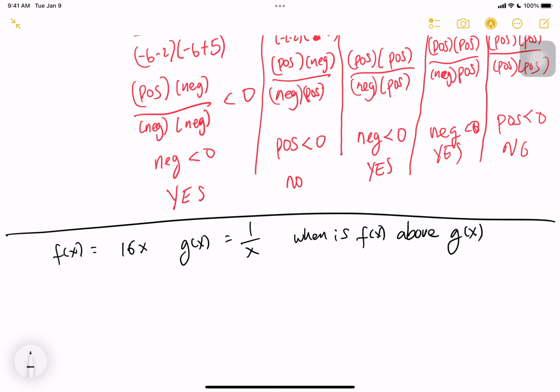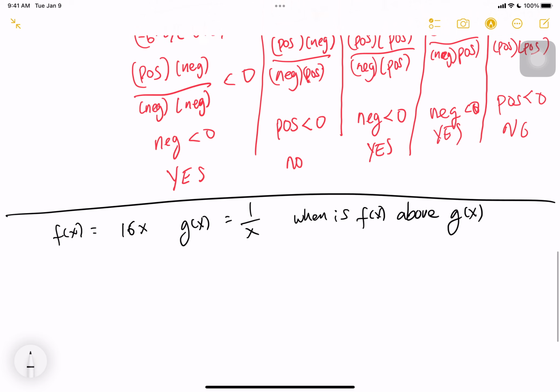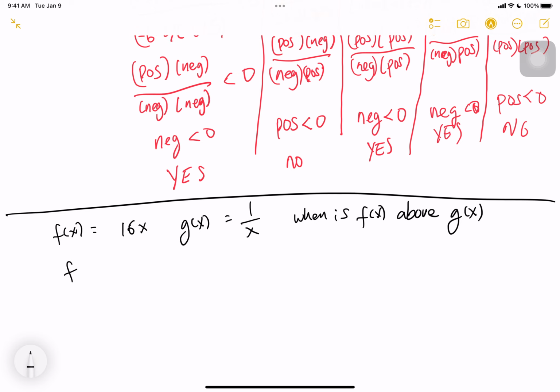And so when they say this right here, when is f of x above g of x, all they're asking us to do is to solve this equation. F of x is greater than g of x. And so that leaves us with 16x is greater than 1 over x. The problem with solving this inequality right here is that you are tempted to multiply both sides by x.